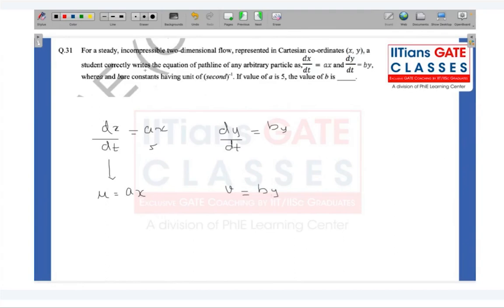And the flow is steady and incompressible. So if you were to take the mass continuity equation for a steady incompressible flow field, in 2 dimensions, it looks something like this: dou u by dou x plus dou v by dou y equals 0. With u equals ax, dou u by dou x is nothing but a, and dou v by dou y is nothing but b. Equating this to 0, you get b equals negative of a, and a is nothing but 5, so b is minus 5.